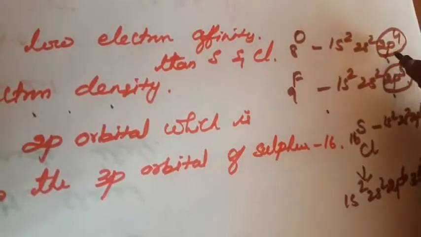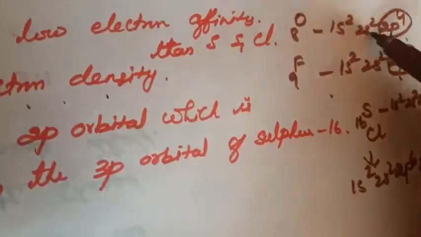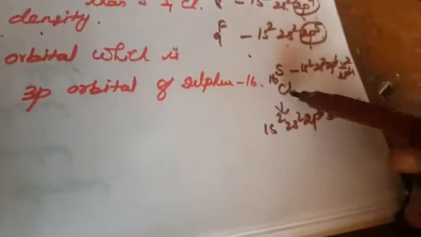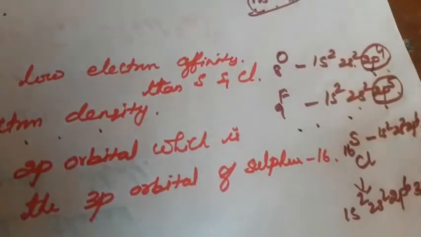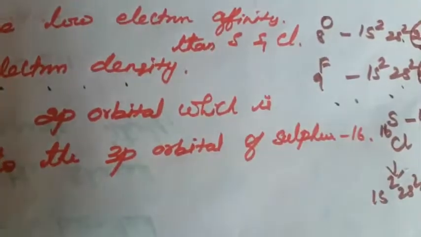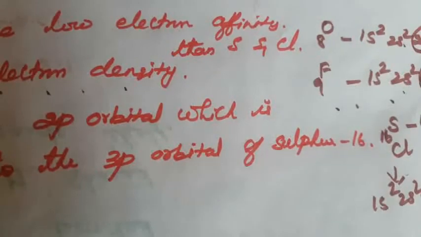So the electron affinity will be very low in oxygen and fluorine. But here the electrons are accepted in the 3p orbital. Sulfur and chlorine also accept electrons in the 3p orbital. That is the reason oxygen and fluorine have low electron affinity when compared to sulfur and chlorine. Okay, so this is another reasoning question.